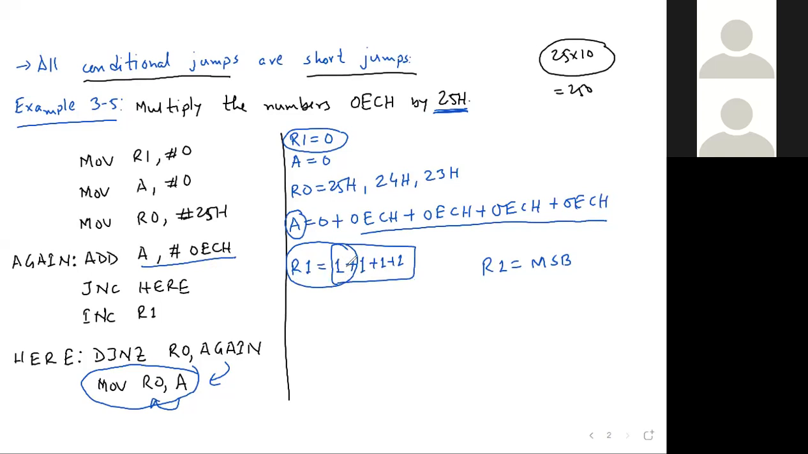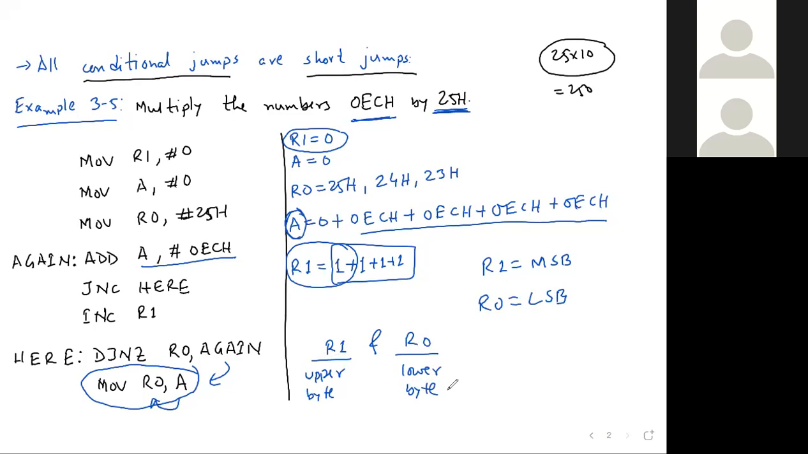You are trying to store the upper byte of your multiplication result. Whatever you get by multiplying these two numbers, you are storing the upper byte of your result in R1, and your lower byte is stored in A, which you transfer to R0. So R0 contains the LSB of your result. That means when you multiply these two numbers, the result is stored in R1 and R0, where R1 contains the upper byte and R0 contains the lower byte, making it a 16-bit result. Now if you have any question, you can ask.